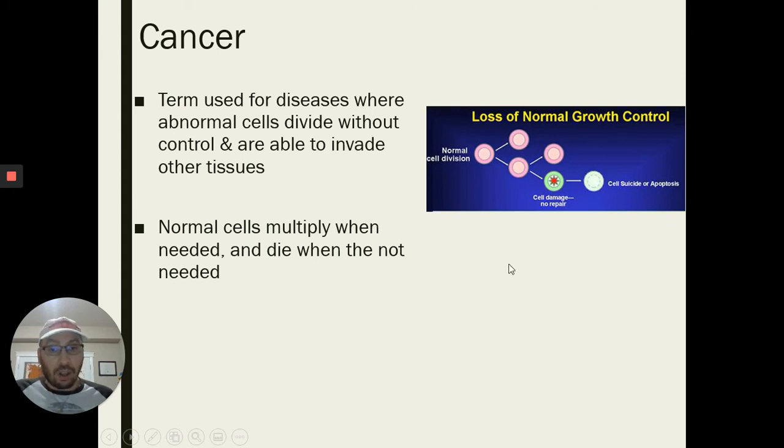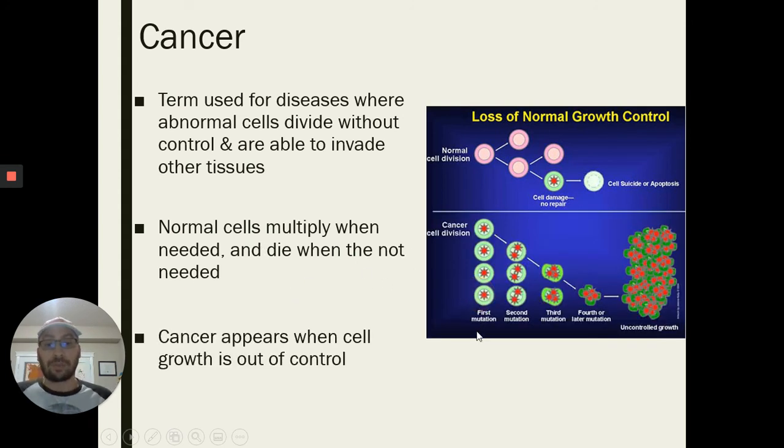So right here on the right-hand side, we have a picture of normal cell division. So we've got this cell, it splits into 2 different cells, okay? And then these 2 different cells, they split into 2 other cells. If a cell is damaged and there's no repair, the cell just ends up dying. Normal cells multiply when needed and they die when they're not needed. That's totally normal, okay? However, cancer appears when cell growth gets out of control.